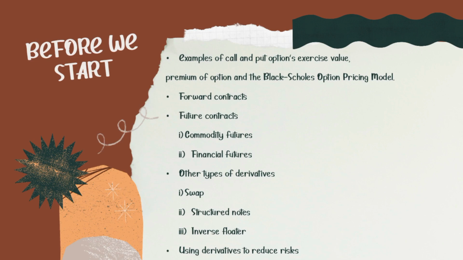Next, the forward contracts. Futures contracts. Under futures contracts, we have commodity futures and financial futures. Next, other types of derivatives. We have swap, structured notes, and inverse floater. And then for the last, using derivatives to reduce risk.